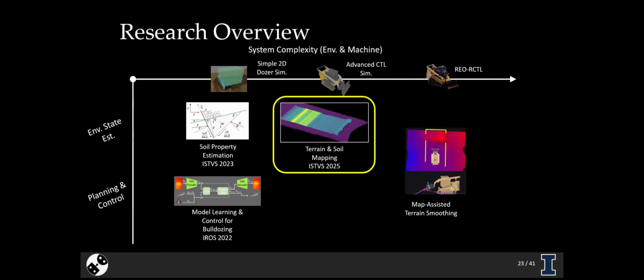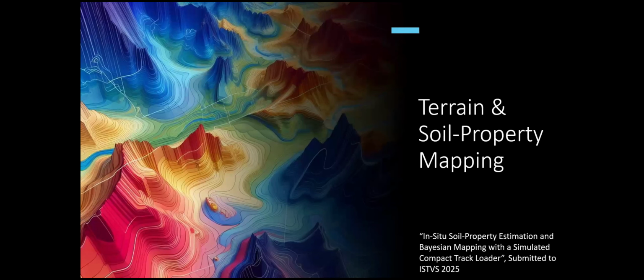So now that we have a way of estimating these soil properties, the question is, can we build a method to track them in some way spatially so we can see how they're changing over the environment? This is recent work that's currently submitted for review and also at ISTBS.